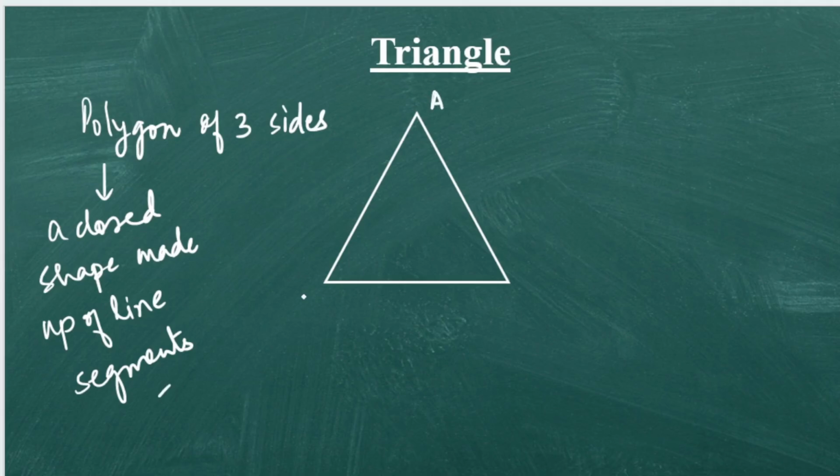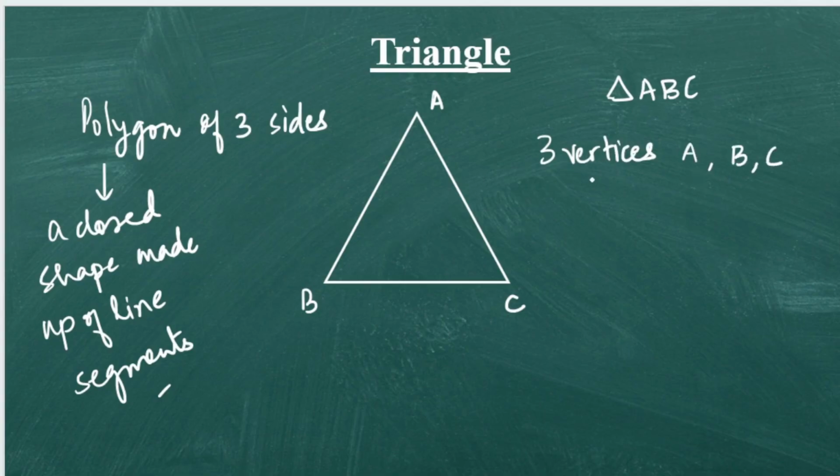Let's name this triangle ABC. So this is triangle ABC. Triangle ABC has some elements. Let's name those elements. It has three vertices. Vertices is the plural of vertex. So it has vertex A, vertex B, vertex C. Or you can say it has three corners. You can see those corners over here. This corner, and this corner.